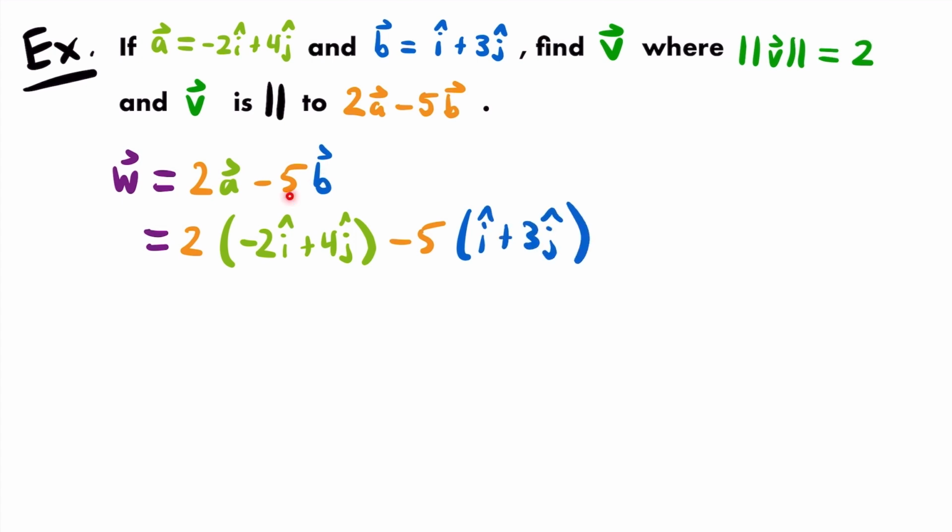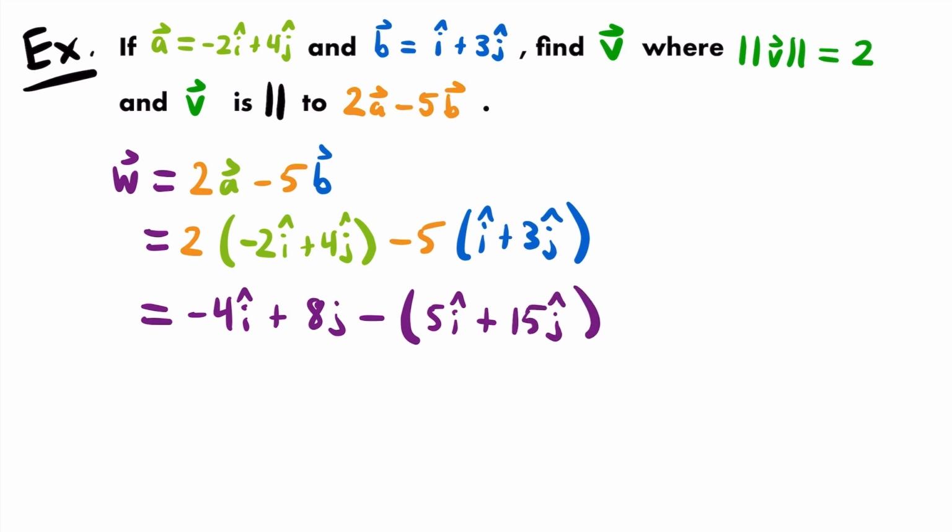All right, so I just replaced both of those vectors with what they're equal to, right? These are what these vectors are equal to. That was given to us in the problem. So now let's simplify. We're going to be multiplying 2 by both of these terms. And so 2 times negative 2 is negative 4. So we'll have negative 4i plus 2 times 4j. That will give us 8j. And then we're going to be subtracting 5 times both of these terms. So 5 times i will be 5i, and then we'll add that to 5 times 3j, which will be 15j.